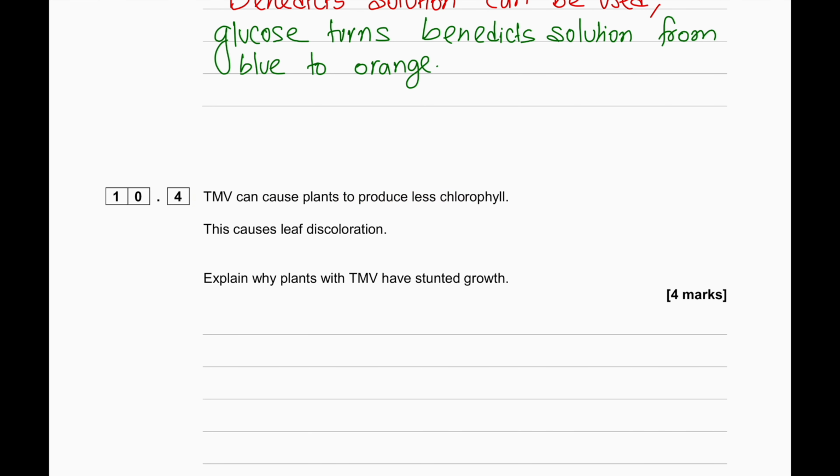TMV can cause plants to produce less chlorophyll. This causes leaf discoloration. Explain why plants with TMV have stunted growth. Because the plant with TMV produces less chlorophyll, the plant can do less photosynthesis. As a result of that, the plant produces less glucose, which is needed mainly for energy release for growth. And glucose is also needed for respiration.